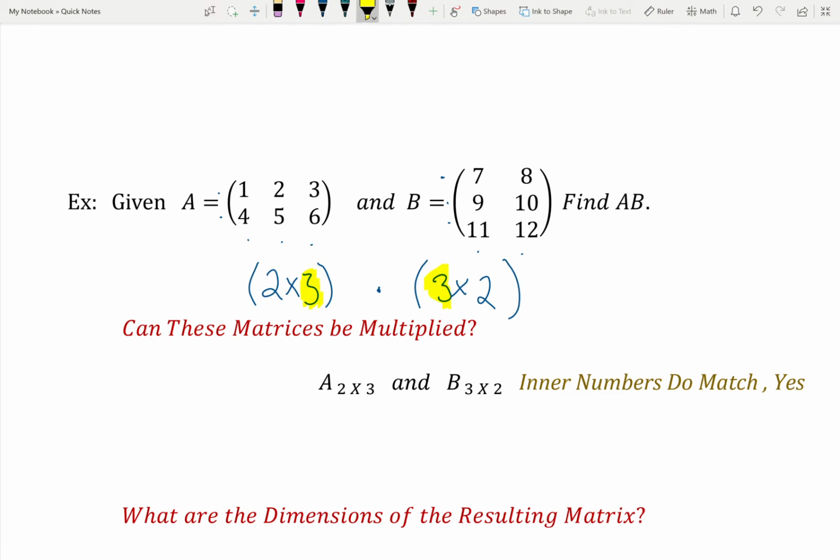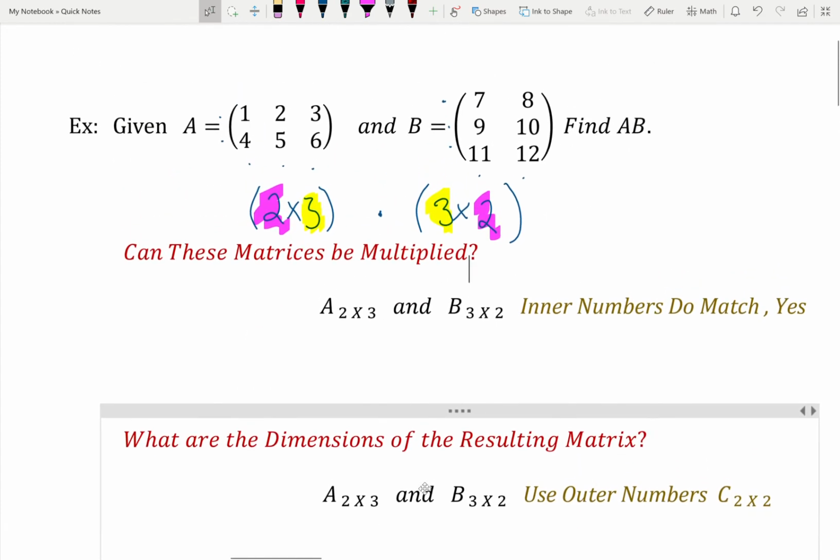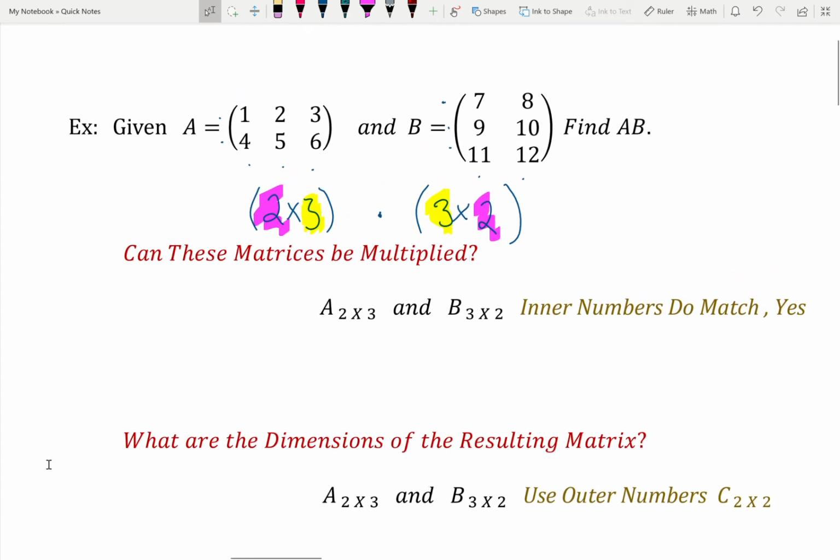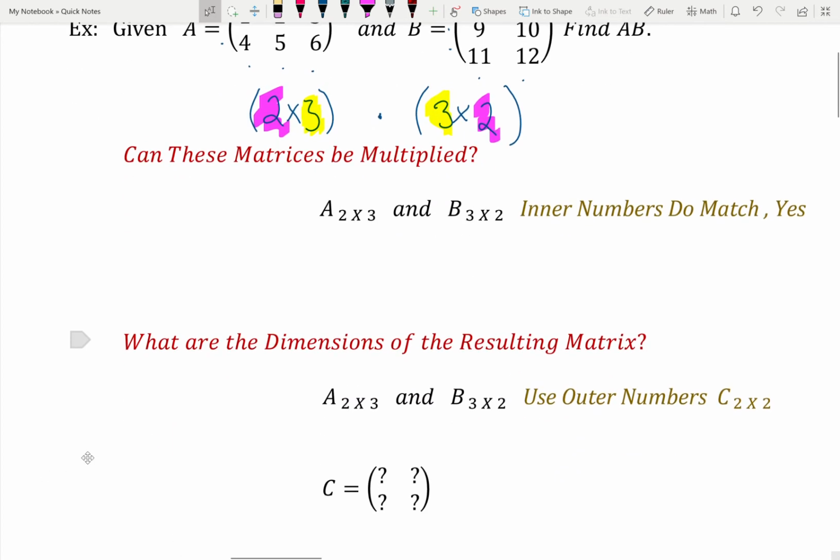Okay, now the second question you should be asking yourself is, what is the dimension of the resulting matrix? The dimension of the resulting matrix is given by the outer numbers. So the inner numbers, 3 and 3, tell us whether or not the matrices can be multiplied. But these outer numbers right here tell us the size of the resulting matrix. So we know that the resulting matrix has a size 2 by 2. If you do A times B, you'll get some matrix C with dimensions 2 by 2. Because it's 2 by 2, it's going to have 4 different entries. That's where these 4 question marks come from.